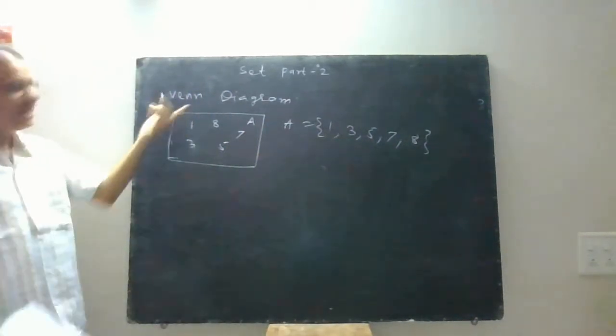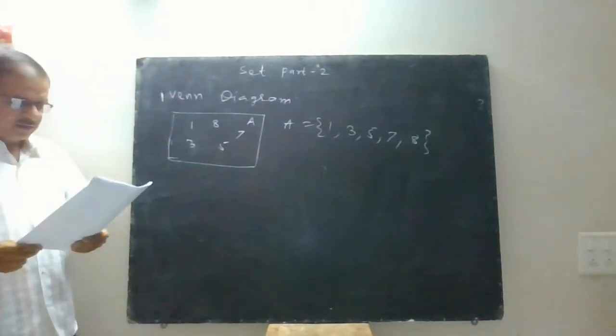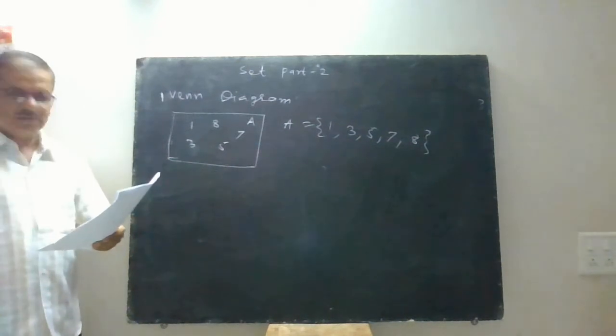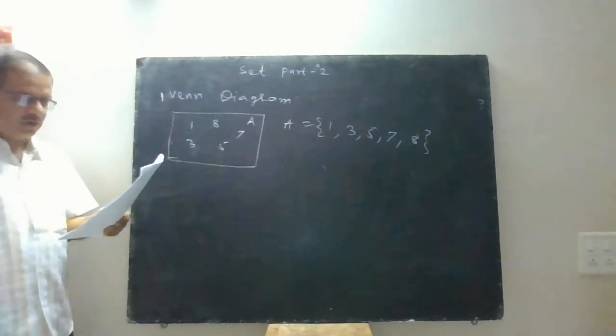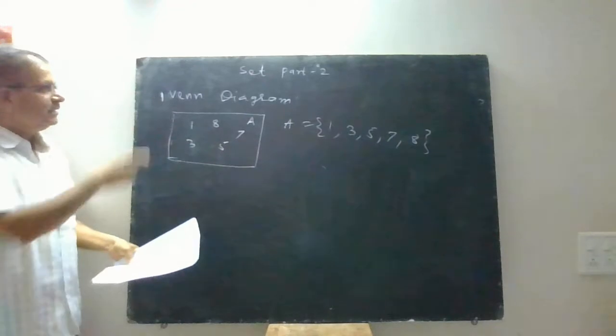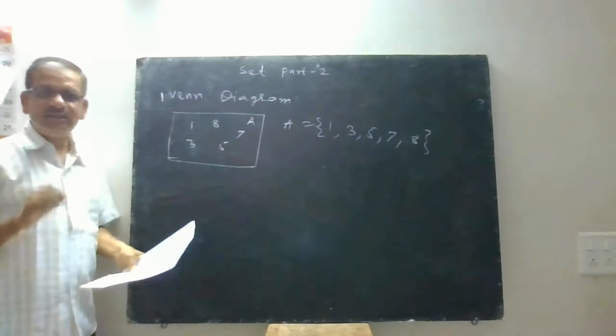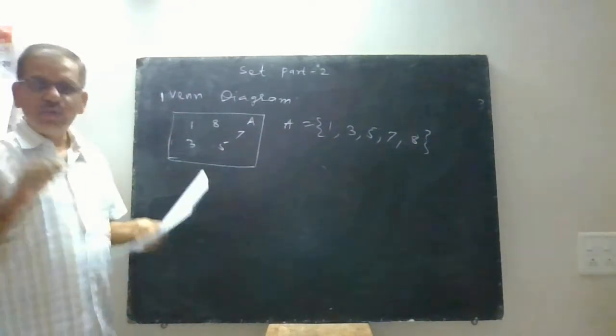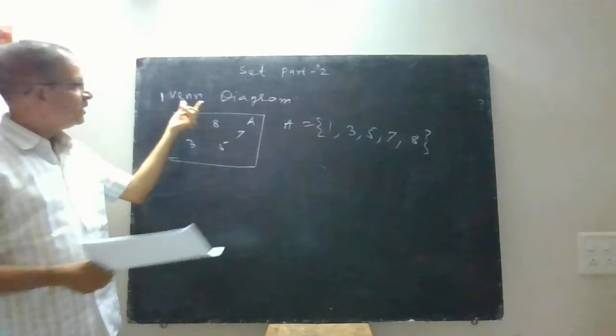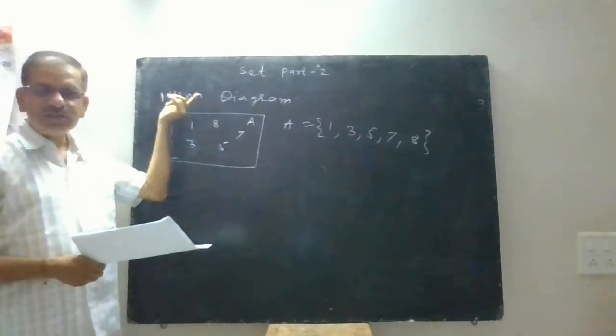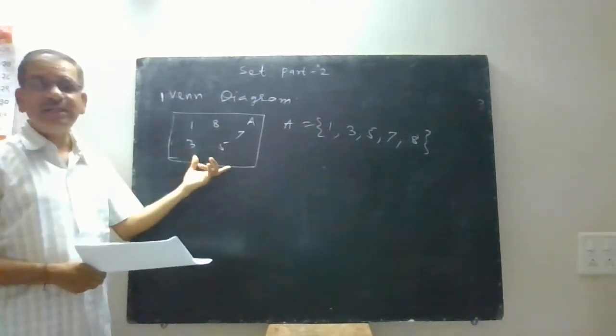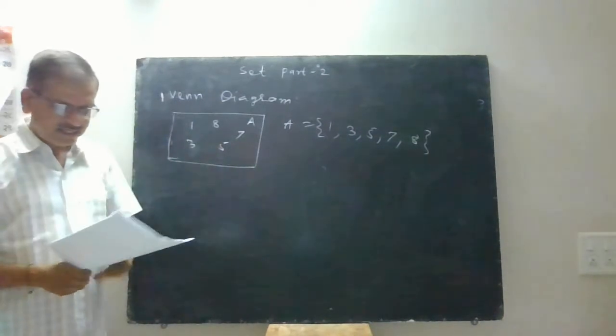Why is this called a Venn diagram? Because it was first represented by the British logician John Venn. According to his name, the diagram is named as Venn diagram. This is one more method of writing or representing a set.